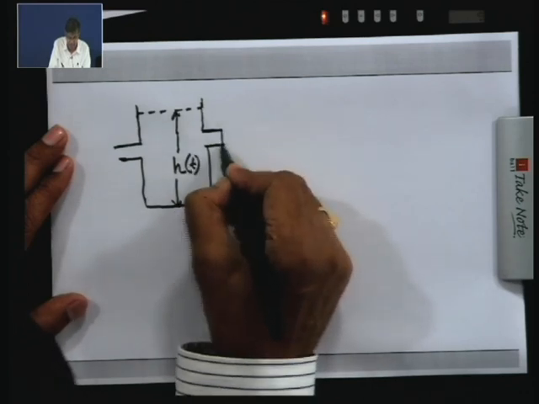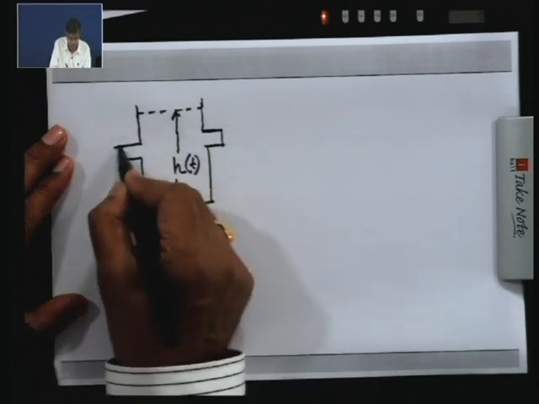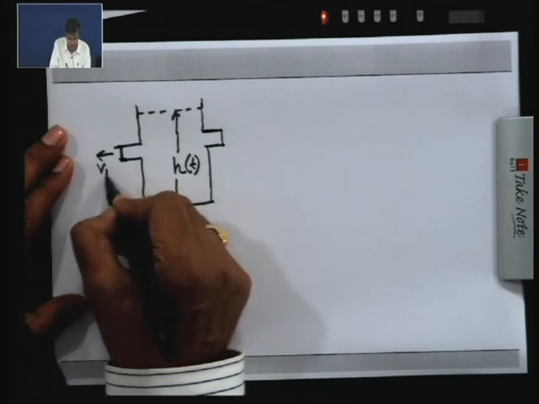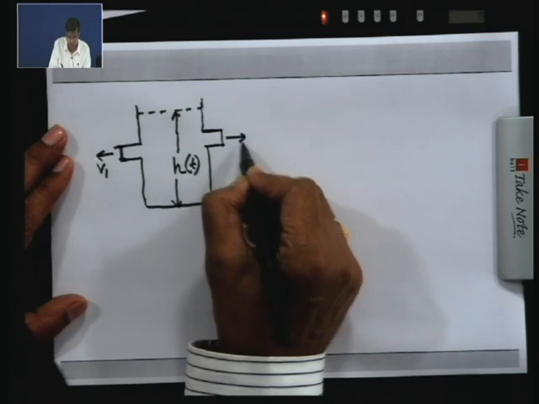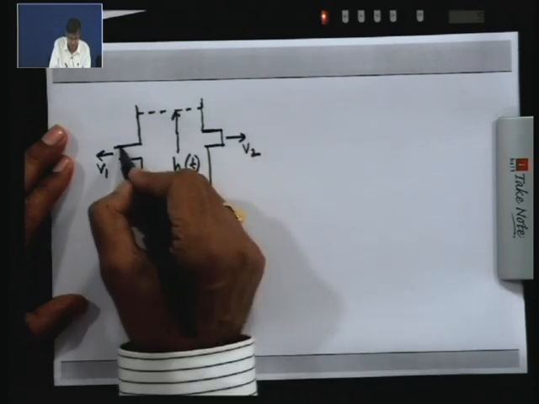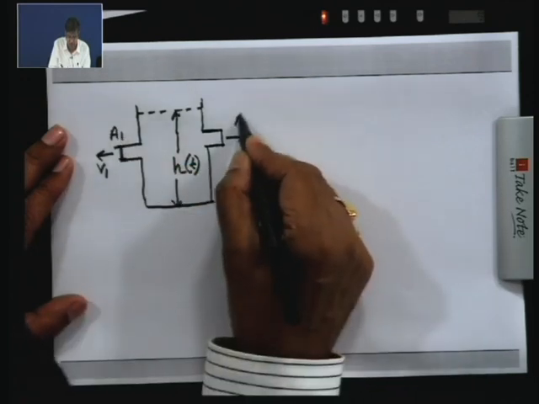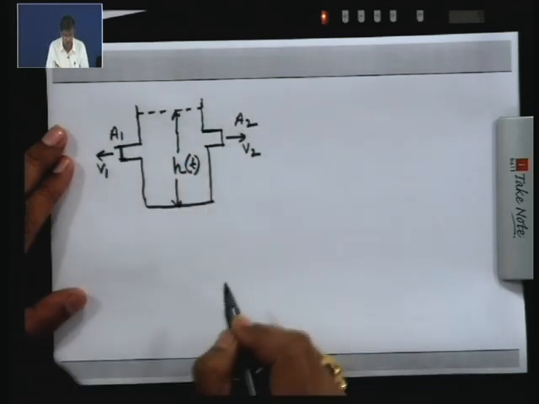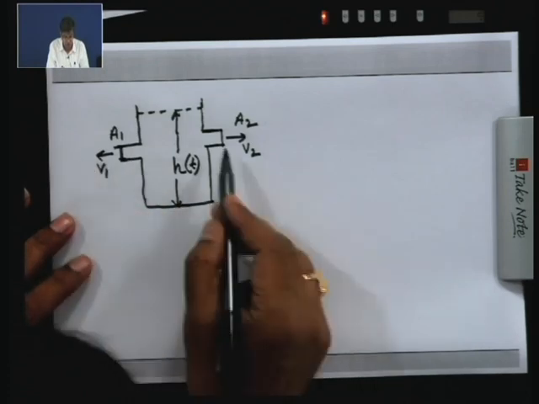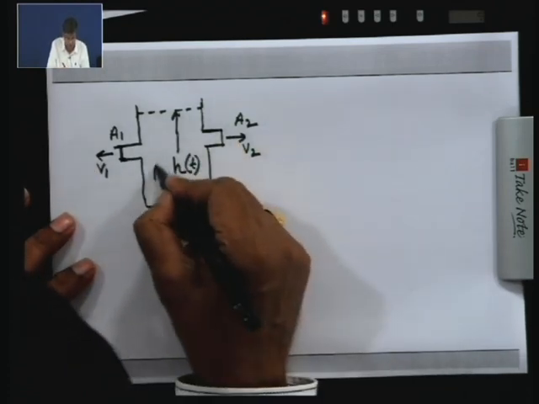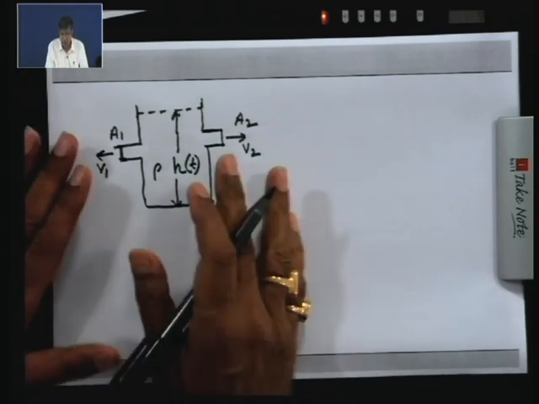Because we define the problem this way, from two sides the fluid is flowing out with uniform velocities V1 and V2, and the area of cross section of this pipe is A1 and this pipe is A2, and the fluid is going out continuously. And consider an incompressible fluid, a liquid whose density rho is constant. Now, this problem is very simple.